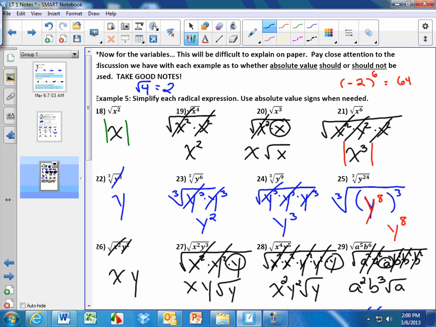Number 21. It was a square root, right? Which means its index is 2. The exponent is 6 in the radicand, right? The answer was x cubed, which was an odd exponent. It has 3 checks that met all 3 criteria, which means you need absolute values on the x cubed.